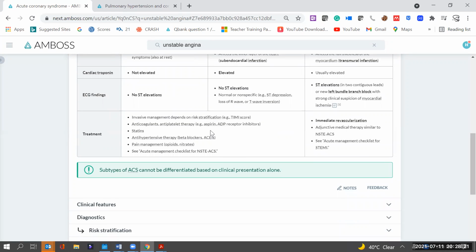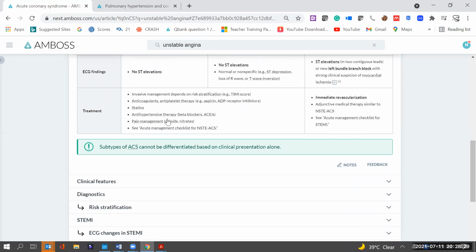Anticoagulant and antiplatelet therapy, that's the most important thing we have to give always to reduce the mortality of a patient. Aspirin, that's the most important thing. Statins, we are going to give. Antihypertensive therapy, we are going to give a beta blocker in control, and ACE inhibitors, they will always reduce the mortality of a patient. Pain management. So these are the things.